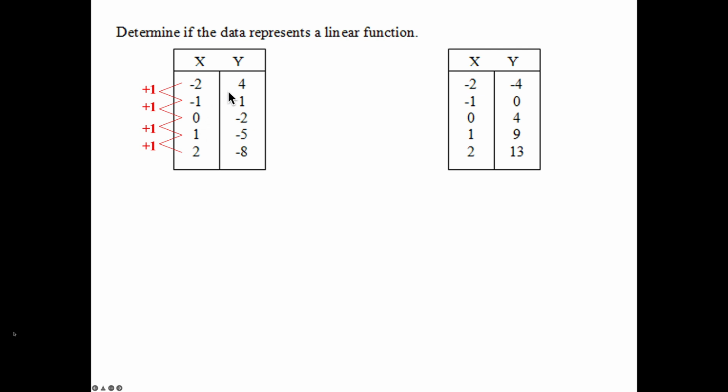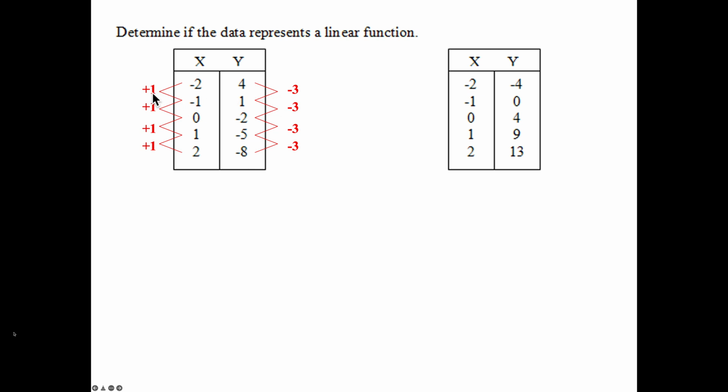You do that with your y column. 4 down to 1, I decreased by 3. 1 down to negative 2, I decreased by 3. So it appears that I'm constantly subtracting 3 over here. So negative 2 minus 3, negative 5. Negative 5 minus 3, negative 8.